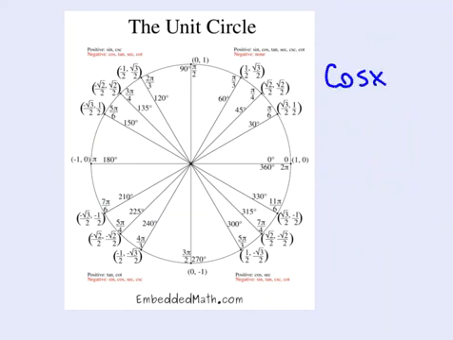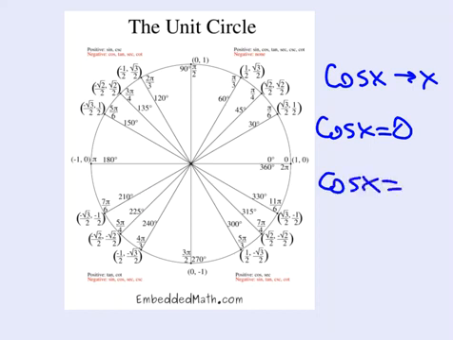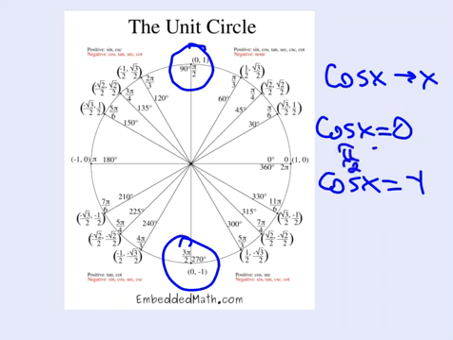So cosine x will be the x value. And we need cosine x equals 0, and cosine x equals a negative 1. So what I need to do now is figure out where is cosine x 0? Well, cosine x is 0, and 0 is only going to happen on the x-axis at 0. So we have pi over 2, and we have 3 pi over 2. So I'm going to put pi over 2 and 3 pi over 2.